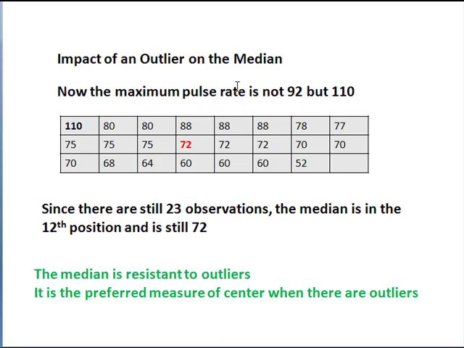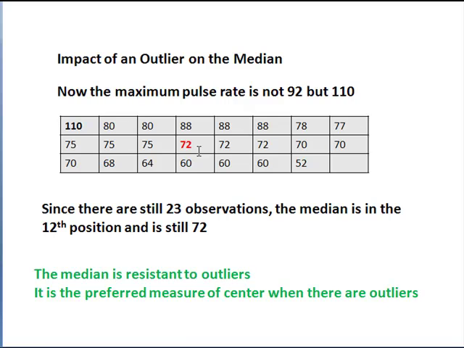We end with an example to illustrate the impact of an outlier on the median. Notice how I changed the former largest value of 91 to 110. Most would consider 110 a high outlier since it is much larger than the other pulse rates. You will notice, since there are still 23 observations, the median will still be in the 12th position, so the median remains 72 beats per minute.